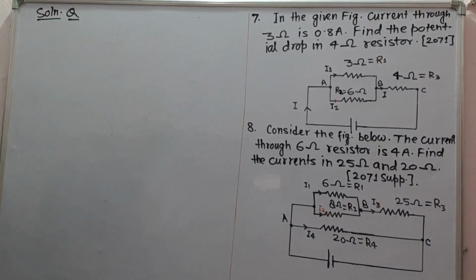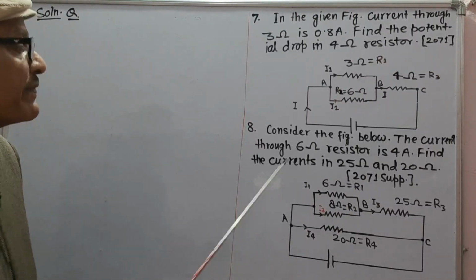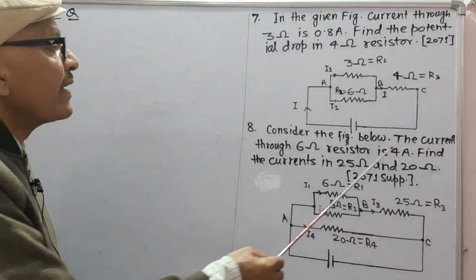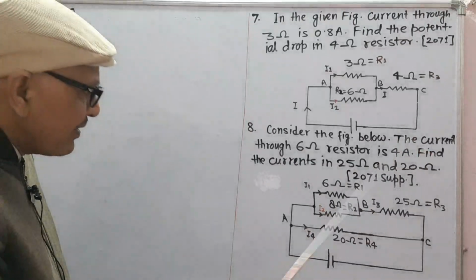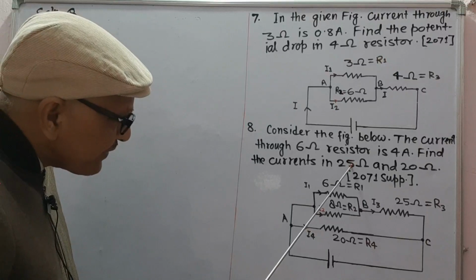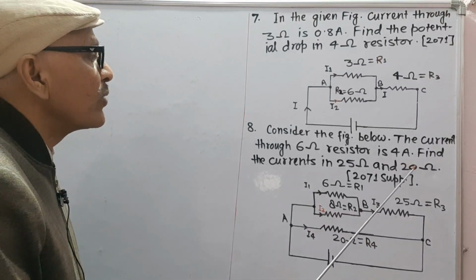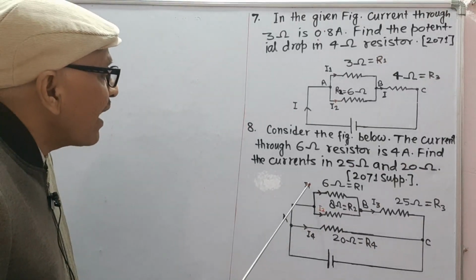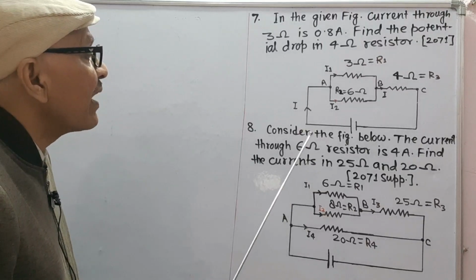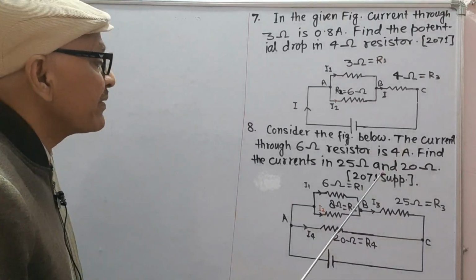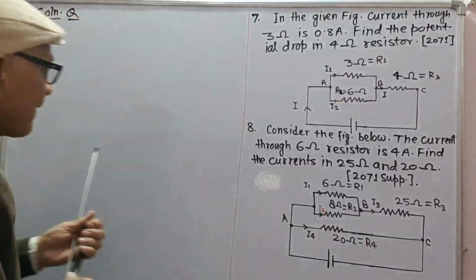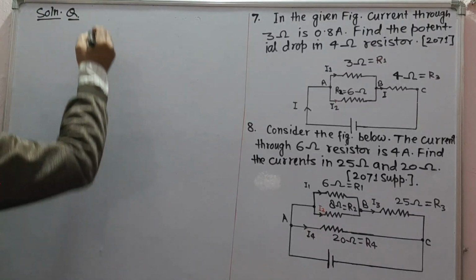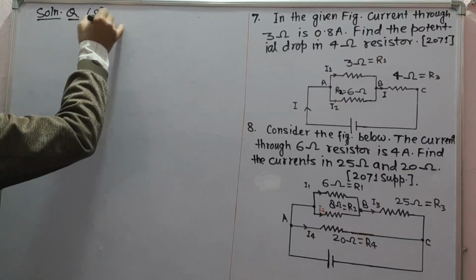Next question number 8. The question is, consider the figure below, means this figure. The current through 6 ohm resistor is 4 ampere. Find the currents in 25 ohm and 20 ohm resistors. Means I1 is given to be 4 ampere. We have to find I3 and I4. Solution to question 8.